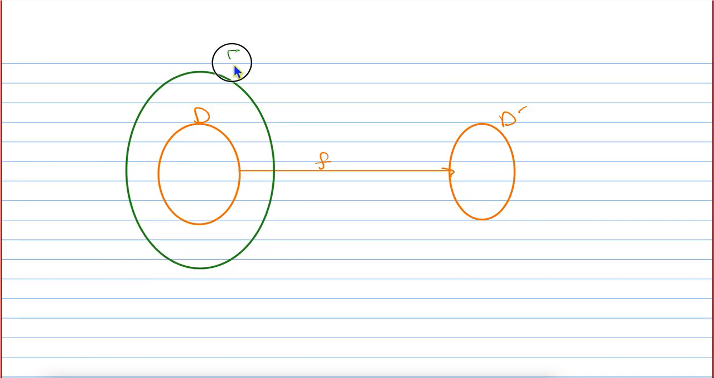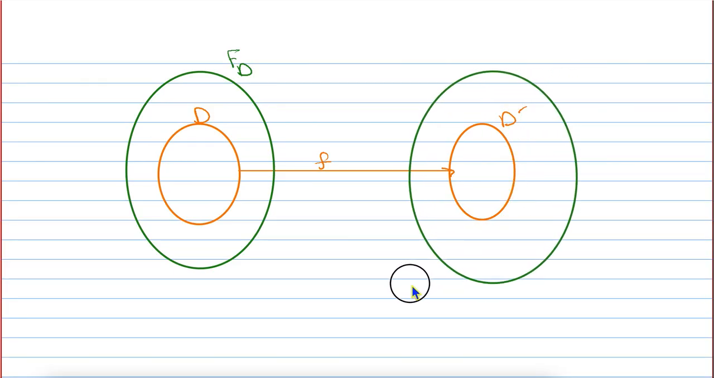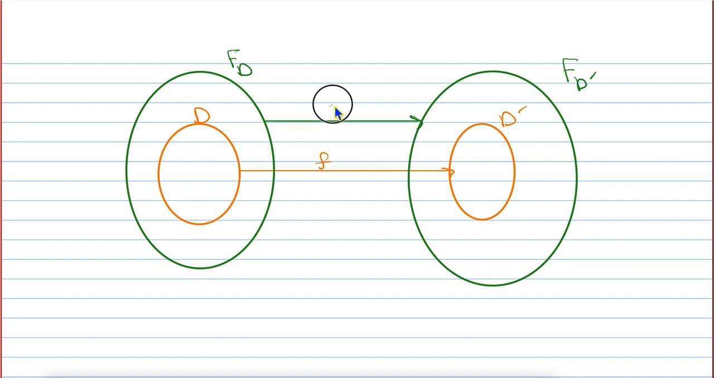So we have F sub D here, and we have also a quotient field for D prime, which we will call F sub D prime. Okay, so it turns out that there is also an isomorphism from F sub D to F sub D prime, and this isomorphism is a unique extension of the isomorphism of D to D prime. So let's put this theorem in formal terms and get it proved.